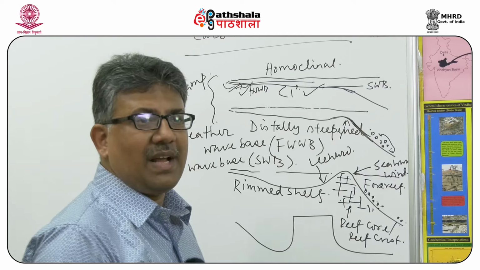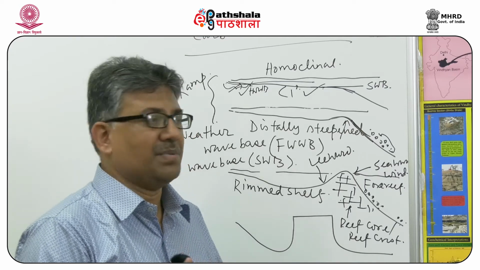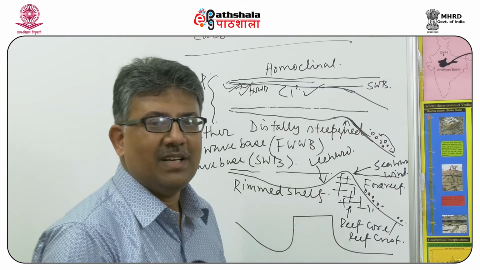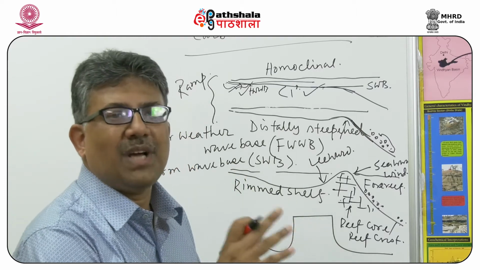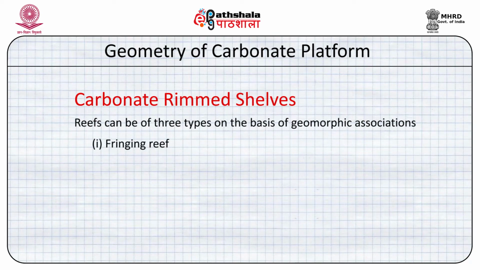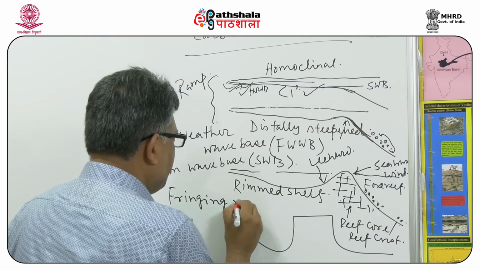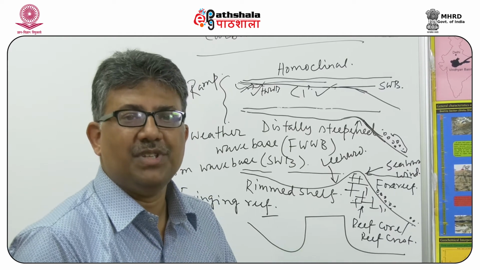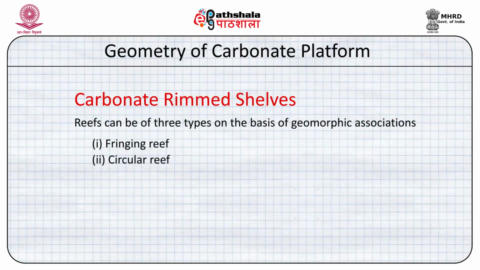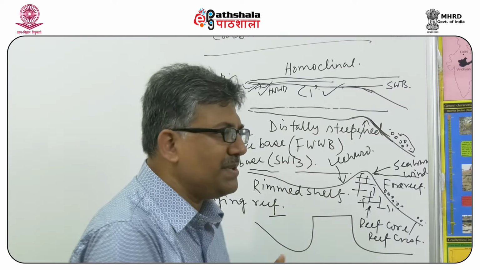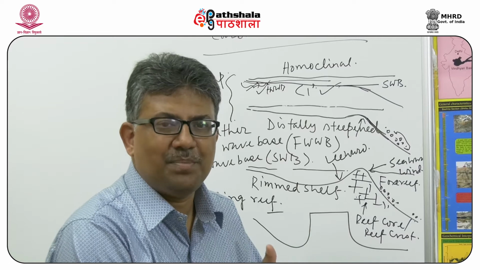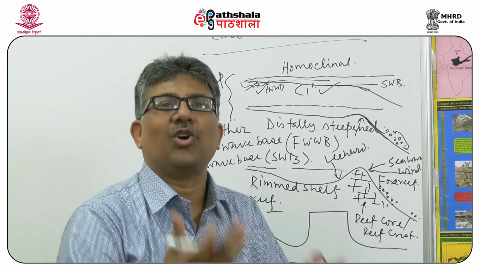Now, these reefs can be of different types. We divide the reefs depending on their geomorphic position with respect to the land. The reefs are also classified into certain types, such as fringing reef. Now, what is a fringing reef? It is almost attached to the land, that is what we call the fringing reef. Then we get the circular reef. The circular reef is when the reef is formed in a circular fashion, and then you get a lagoon forming in the middle of the reef, which we normally refer to as an atoll.